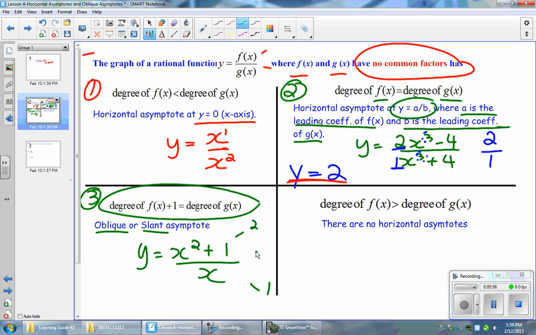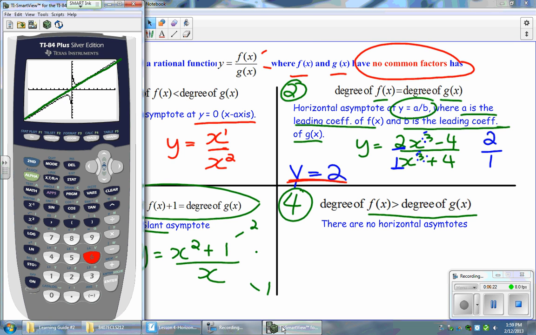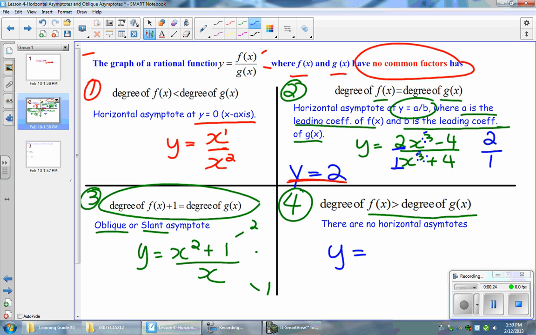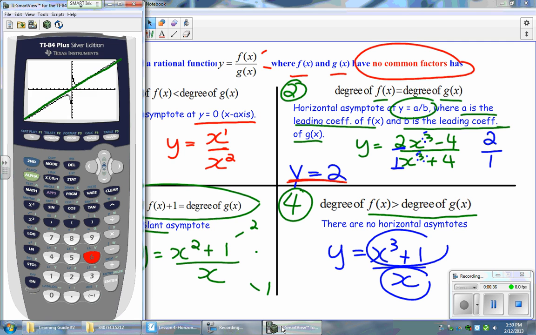Now the fourth and last scenario. When the degree of f of x is greater than that of g of x, there are no horizontal asymptotes. If the numerator's degree is greater than the denominator's, that means there are no horizontal asymptotes. It's not greater by 1, it's greater by a lot. An example of this type of function is y is equal to x cubed plus 1 over x. The degree of the top is bigger than the degree of the bottom, hence we have no horizontal asymptotes.